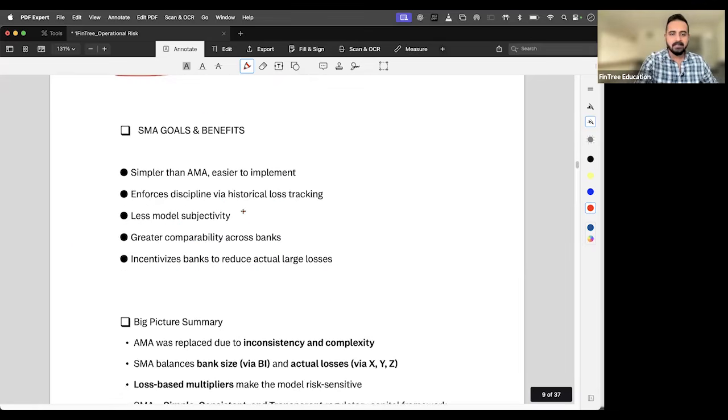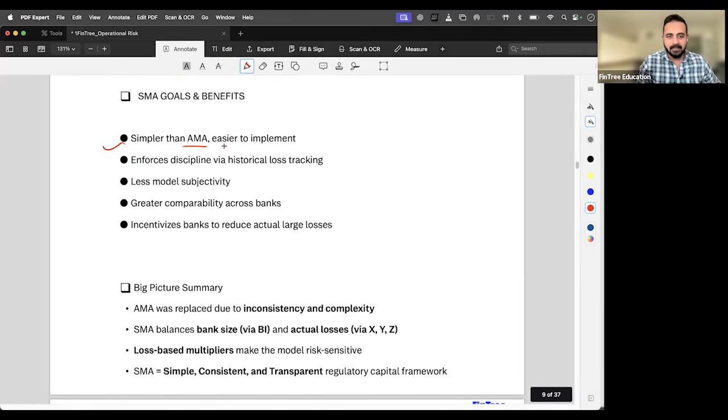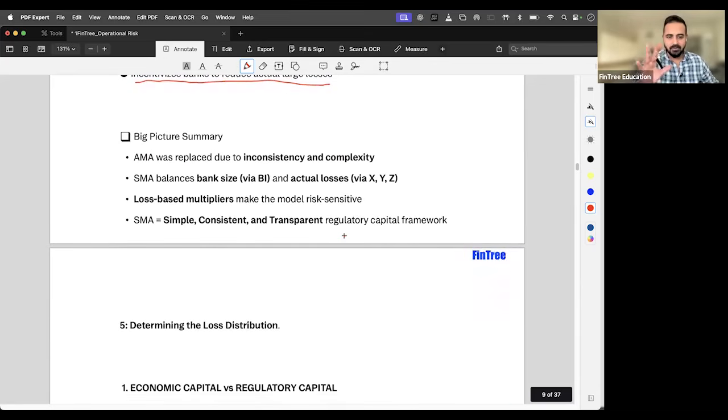Okay, what are the goals and benefits here? Simpler than AMA, easier to implement, enforces discipline via historical loss tracking, less subjective, greater comparability, incentivizes banks to reduce actual large losses. Okay, and here's a good summary for you. AMA was replaced due to inconsistency and complexity. SMA balances bank size as well as the actual losses. The loss-based multiplier makes the model more risk sensitive, and SMA is a simple, consistent and transparent regulatory capital framework.